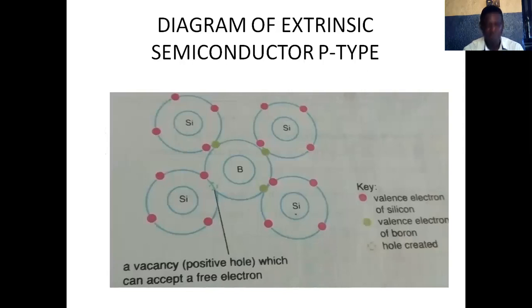Because there are more holes created than free electrons, this is called a P-type semiconductor. This type of extrinsic semiconductor is P-type. They are also known as what? Acceptors, because they accept electrons. Whereas in the first case, they are called donors because they readily donate free electrons.